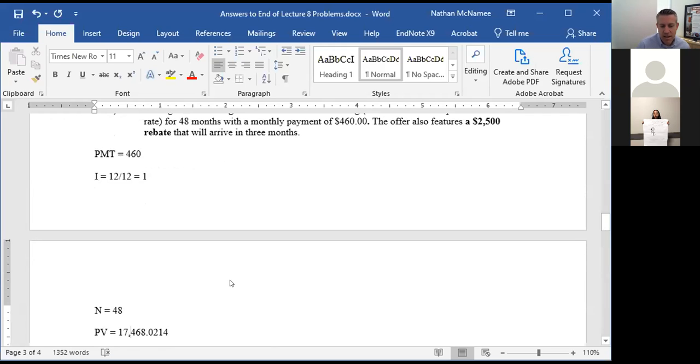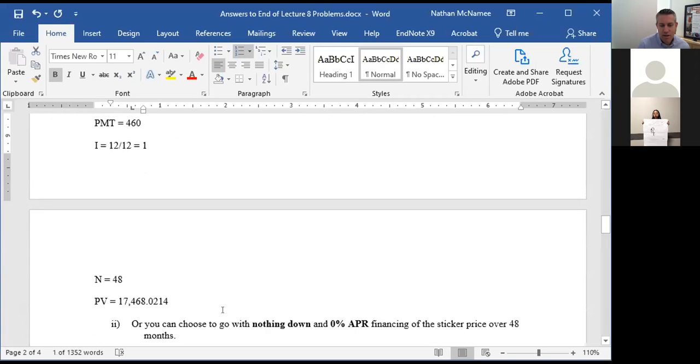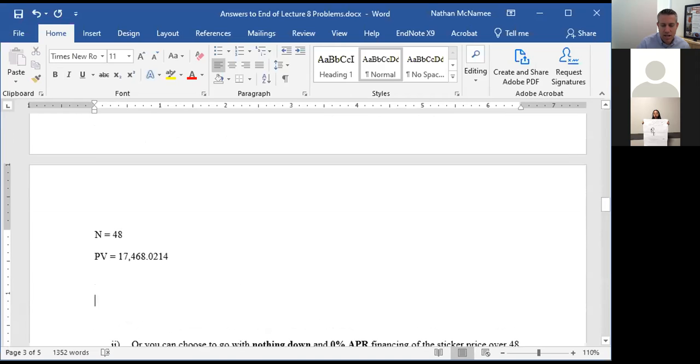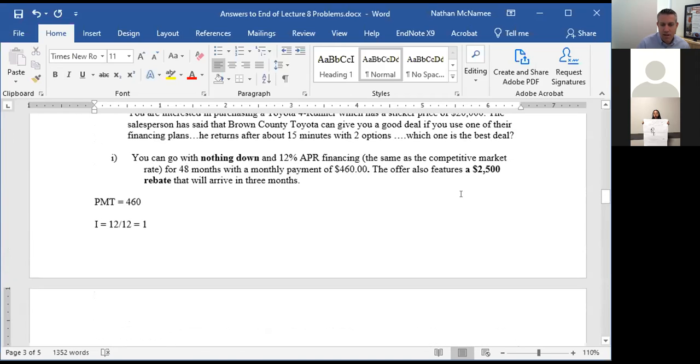We're going to pay $17,468 with the exception of this little tidbit of information. So we're going to receive a rebate, right? So the rebate is getting money back from the dealership. But do we get it today? Nope. We get it in 3 months. So in 3 months, it's going to be worth $2,500. What is that worth today? Does that make sense? Yes.